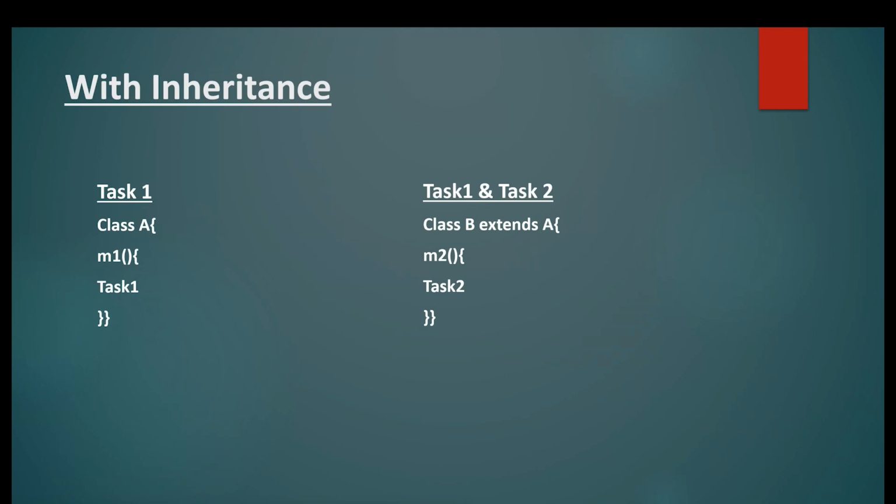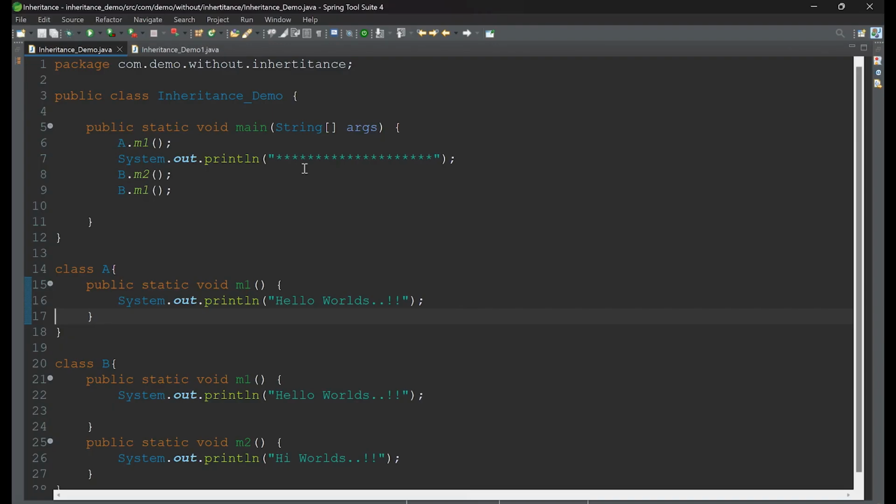It means code written in class A is being utilized in class B, right? Also, if you see the number of lines of code, it has decreased. It has reduced drastically. Why? Because you don't now need to write method M1 inside class B because it is being inherited from class A, right? Now let's see the same in the code.